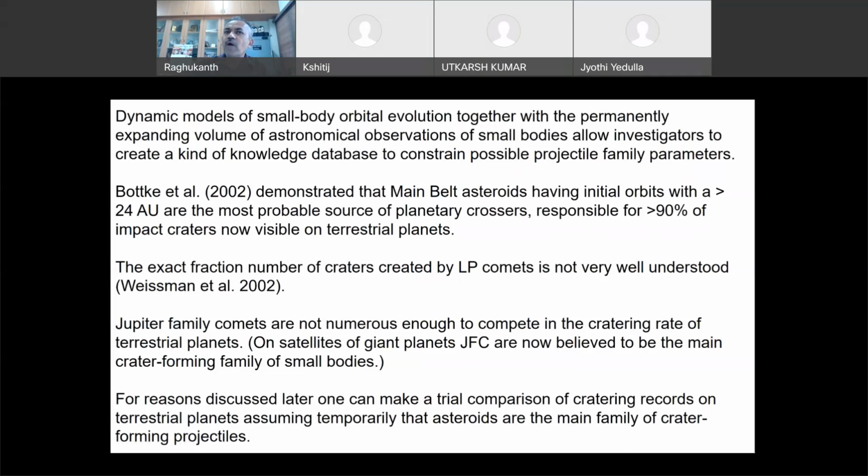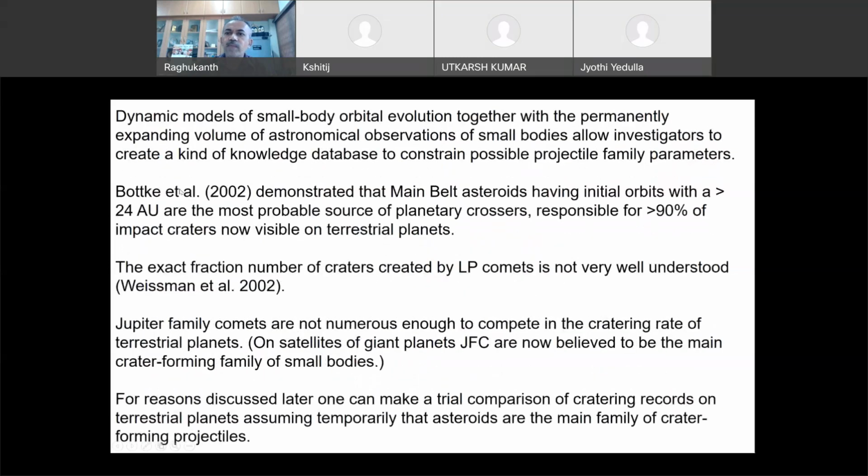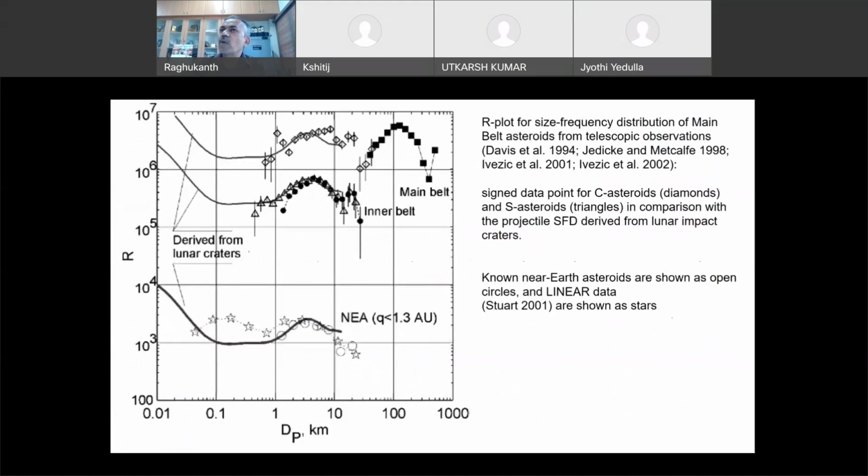Of course, long-period comets are not very well known because their periodicities are very huge. And Jupiter family comets are not numerous enough to affect the cratering rate of the terrestrial planets. So among these three, most of the impact craters come from asteroids. Generally people also plot size-frequency distributions of these asteroids. Nowadays telescopes have found how many asteroids there are in our solar system, and they have estimated the sizes of these asteroids. These size-frequency distribution graphs have been plotted.